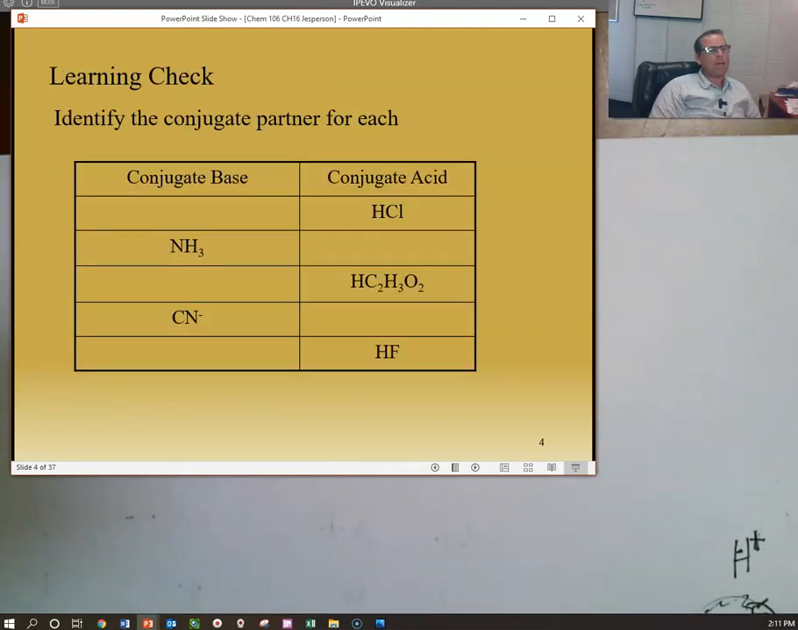So let's see if we can come up with our conjugate base, conjugate acid pairs for this table here. Ready to help me out, Camille? Yeah. All right, here we go. So, conjugate acid, HCl, what would the conjugate base be? Is it chlorine? It's the Cl, but it has to have the minus charge on it, right? Because we've removed not just the hydrogen, but the hydrogen ion, H+.